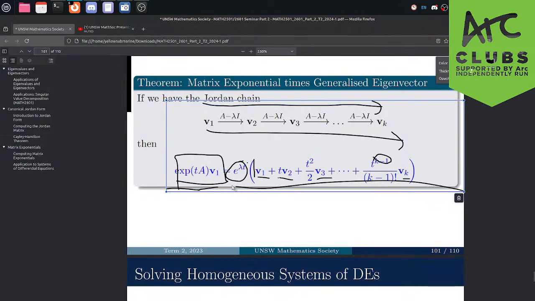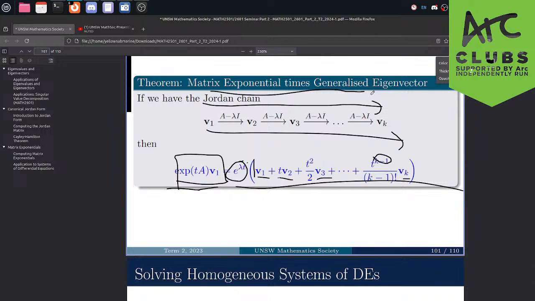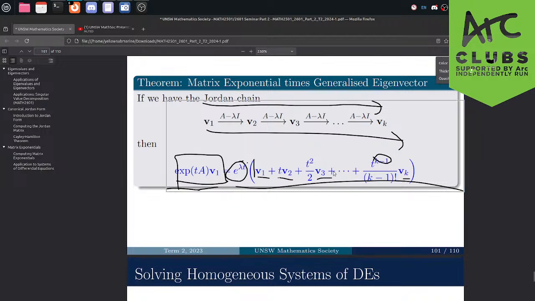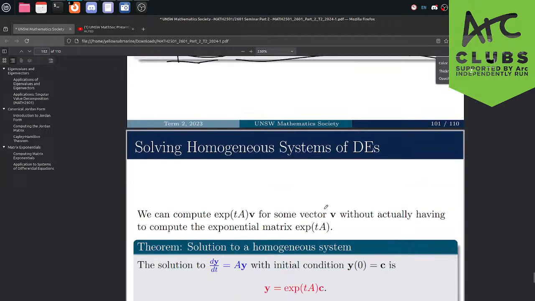Note that this Jordan chain is in the order where it goes to 0, not in that reverse direction where you write it in the matrix P. So yeah, let's have a go at this.